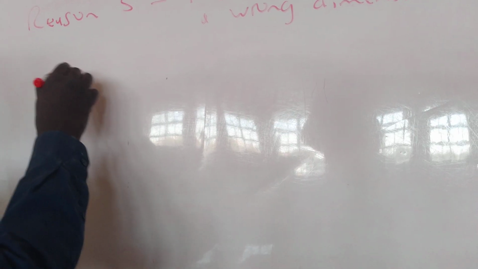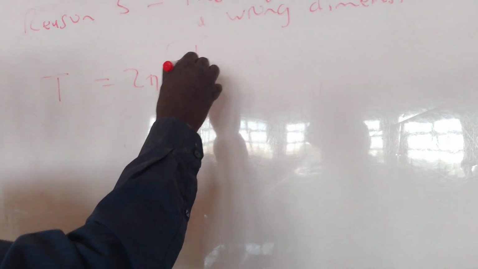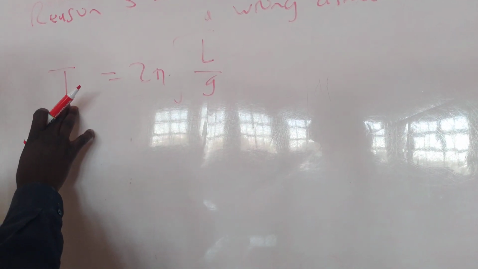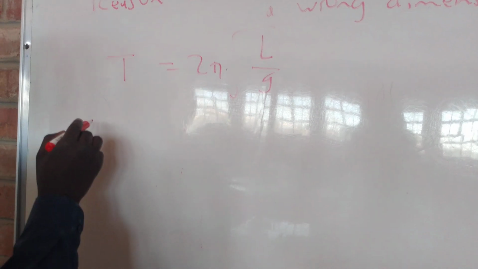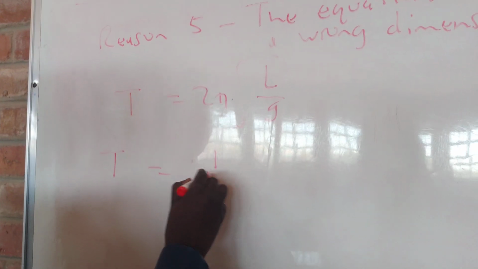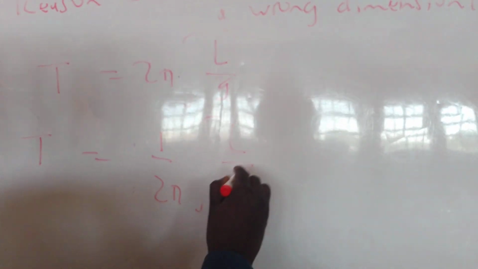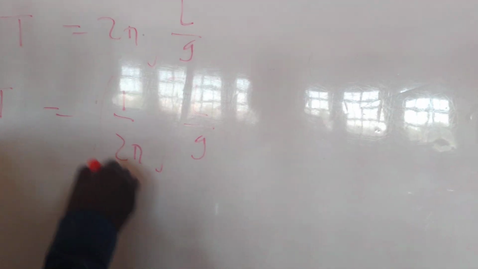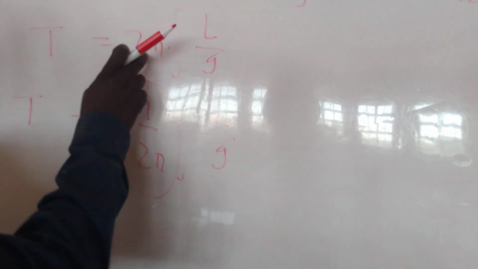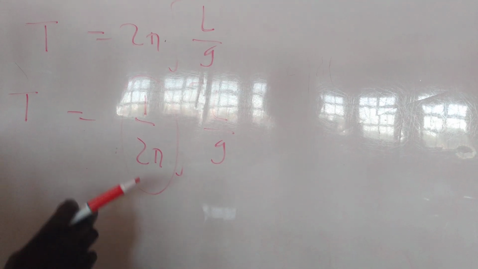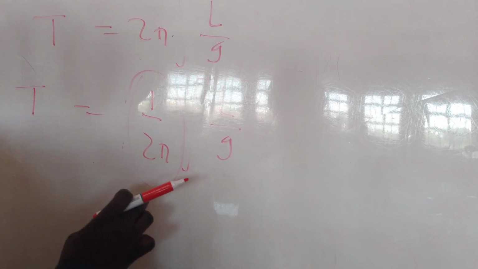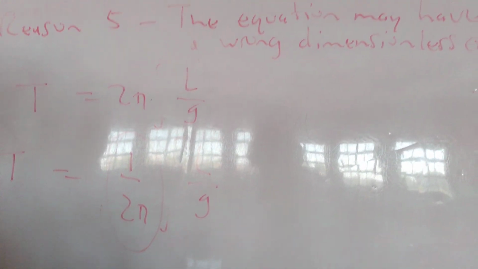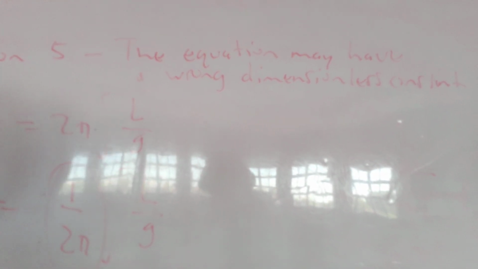I'm going to refer to this equation, T equals 2 pi root L over g. So this is the period of an oscillating pendulum. This is the actual correct equation. It is homogeneous. So if somebody said T is equal to 1 over 2 pi root L over g, this equation is homogeneous, but it is incorrect due to the wrong dimensionless constant. This 2 pi is a dimensionless constant. So it should be 2 pi, not 1 over 2 pi. So it has a wrong dimensionless constant. So these are basically the 5 reasons why a homogeneous equation is not always the correct equation.